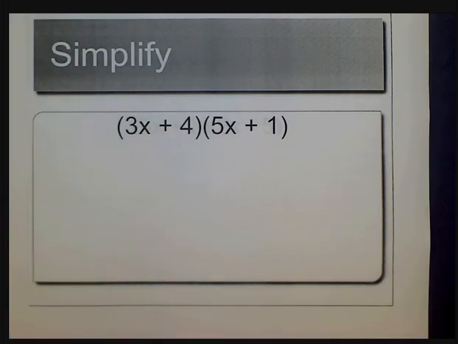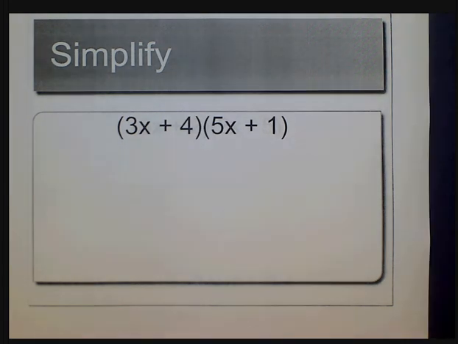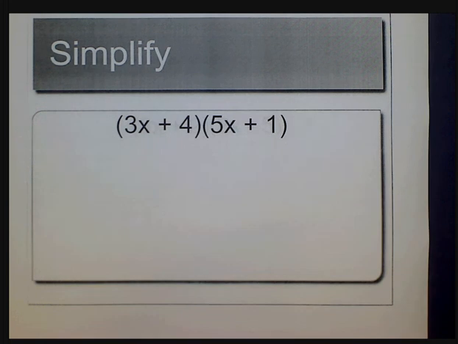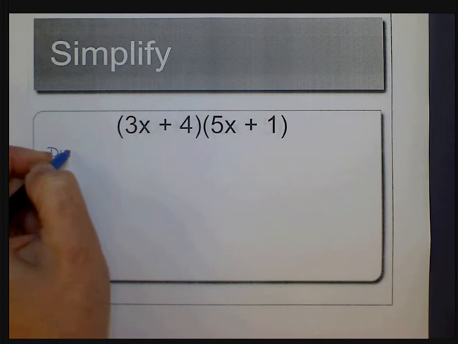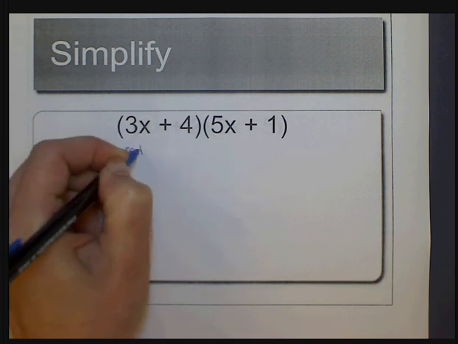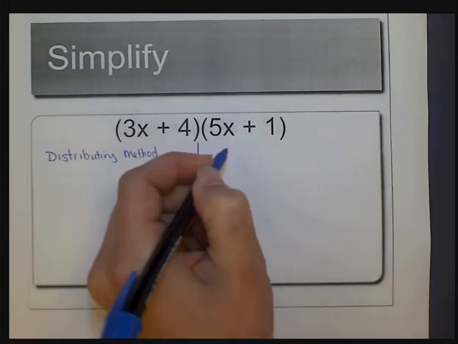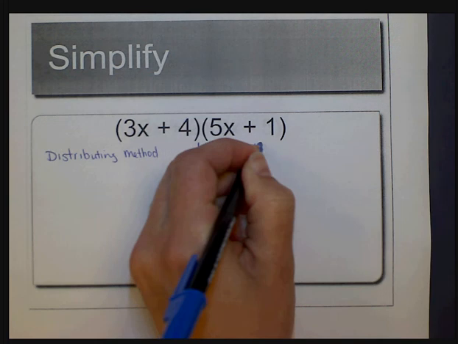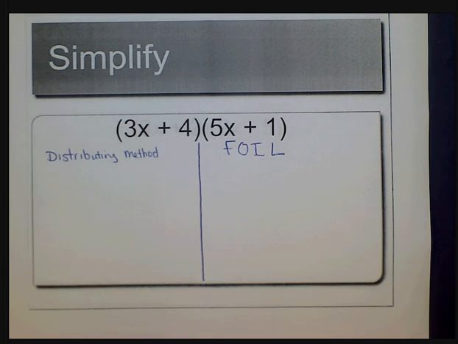Now we're going to look at how to multiply a binomial times a binomial. There are two methods that I'm going to show you. The first method is just looking at it like just distributing. And the second method is something called FOIL. So first I'm going to look at the distributing method. When you look at the distributing method, you just distribute both terms to the second polynomial.